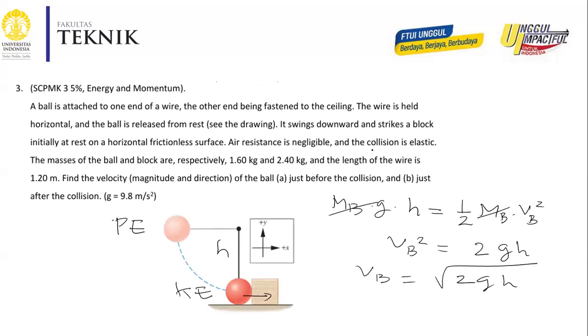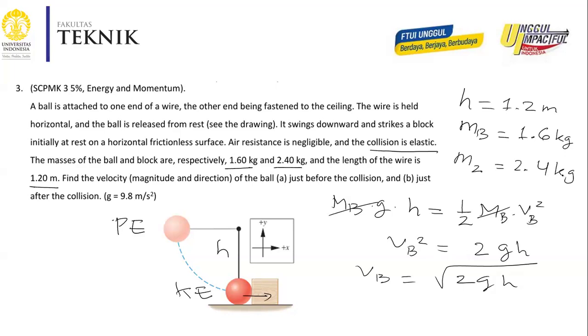Okay, this is the example of collision is elastic. It means that the total energy will be the same. So the mass of ball is 1.6 and then mass of block is 2.4. And then the length of wire is 1.2. So 1.2 is the height here. H is 1.2. The mass of ball is 1.6 kilograms. And then mass of blocks, mass 2 is 2.4 kilograms.